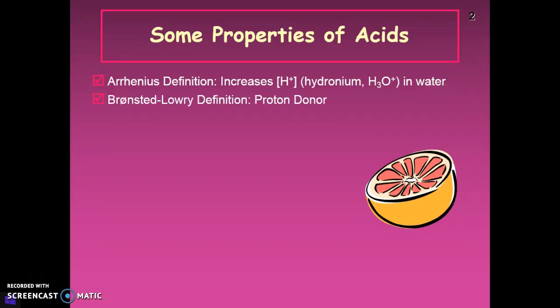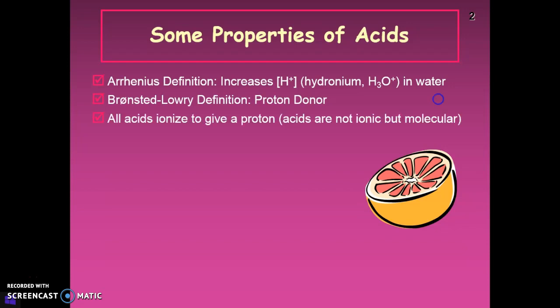Bronsted-Lowry definition, again, is something that we introduced you to during first year. An acid, according to Bronsted-Lowry, is a proton donor, something that can give an H+ up. Arrhenius and Bronsted-Lowry pretty well coincide in terms of definitions. They identify the same thing. It's when we get to bases that you see that it's a little bit different.